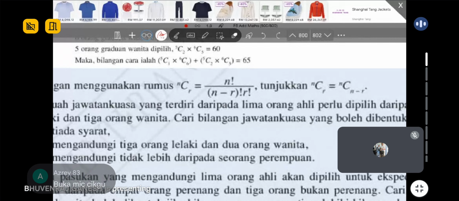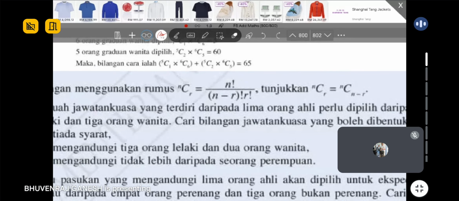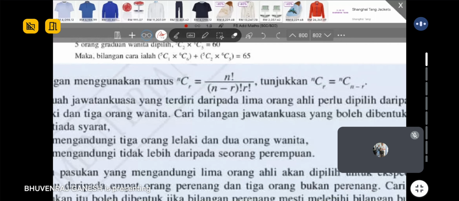Guys, saya buka mic kan. Azri, mungkin kamu kena naikkan volume. Okay, mic saya dah buka.